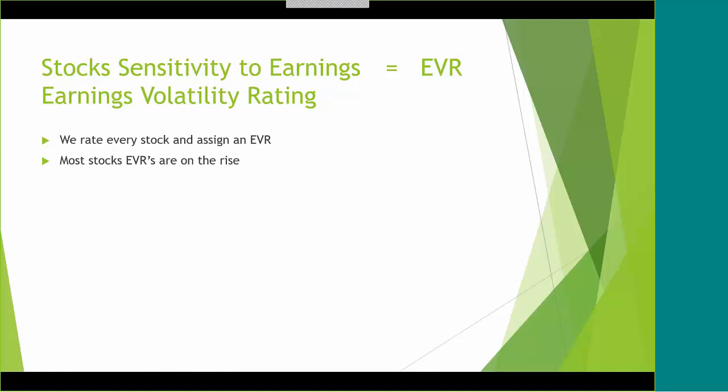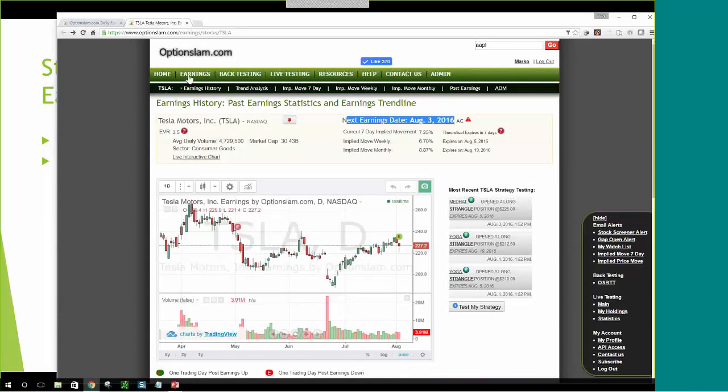One thing that we've noticed over the last couple of years is that most stocks' EVRs are on the rise. It appears to me that earnings is playing a more important role across the board. In other words, stocks are moving more due to their earnings events than they have in the past.